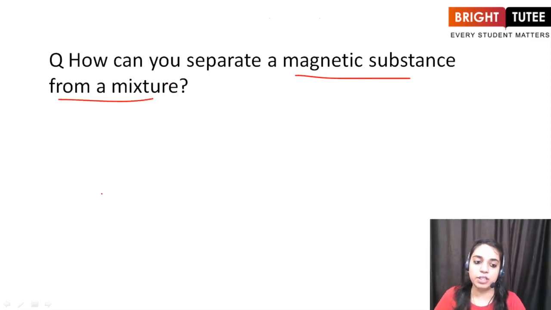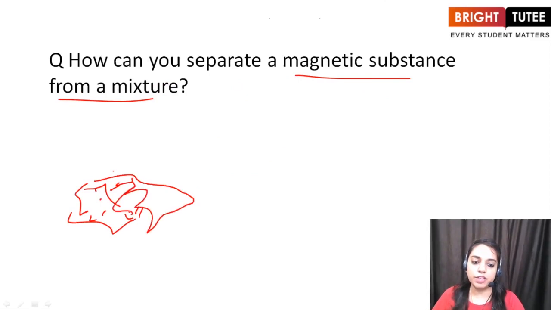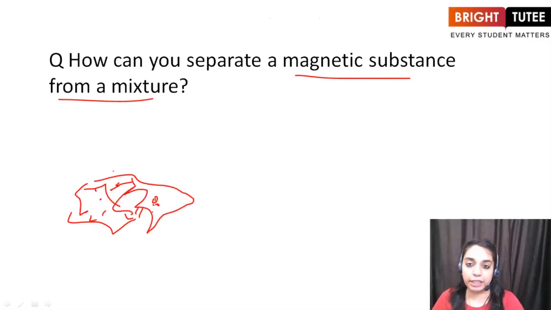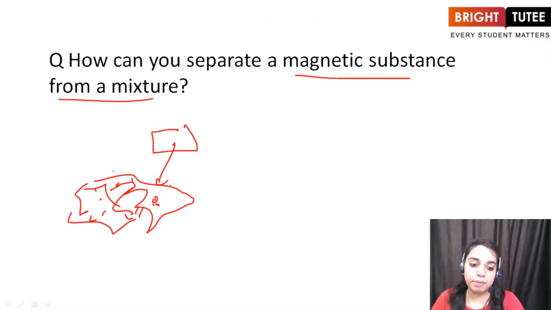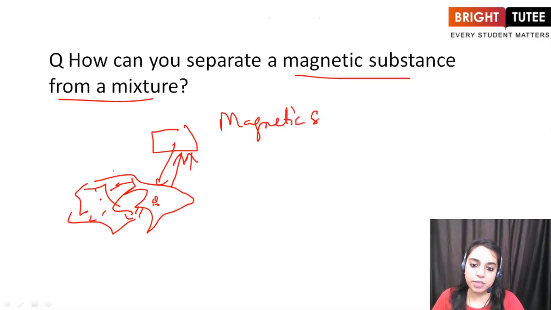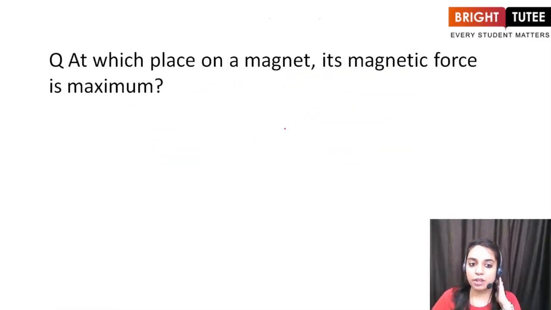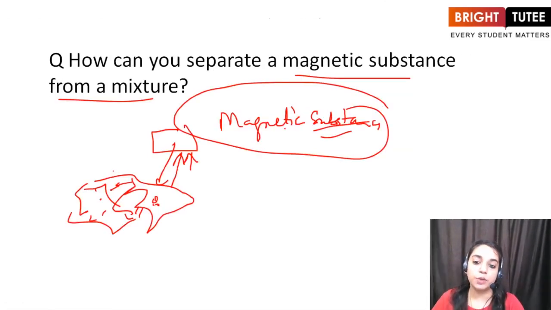So let's move to the next question, which is, how can you separate magnetic substances from a mixture? So children, you have a mixture of different substances in which magnetic and non-magnetic materials are there. So how can you find out which are the magnetic particles? Very simple. You will bring a piece of magnet near this mixture. All the magnetic materials will get attracted towards this piece of magnet, and you can easily separate them. Why? Because children, what are magnetic substances? Magnetic substances are the substances which get attracted towards the magnet, right? And so this is how you are going to separate the magnetic substance from a mixture.